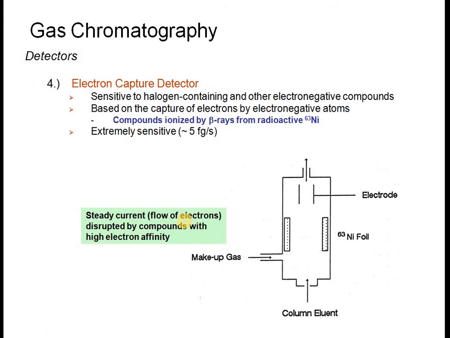Electron capture detector. Sensitive to halogen-containing and other electronegative compounds, based on the capture of electrons by electronegative atoms. Compounds are ionized by beta rays from radioactivity. This is the example of 63Ni, and it is extremely sensitive. A steady current flows, and electrons are captured by compounds with high electron affinity. This is the column effluent, and these are the electrodes, and makeup gas inlet here, and this is the outlet here. This is the electron capture detector.